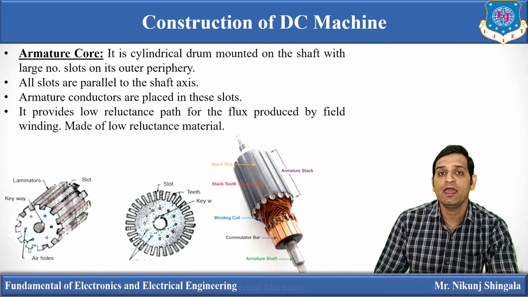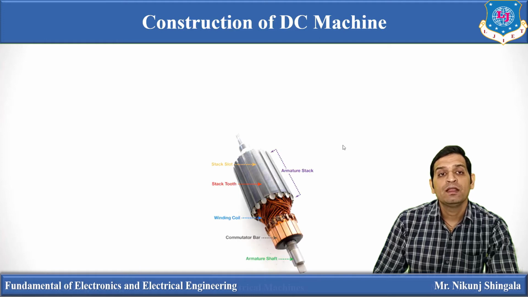It consists of some air holes which are used to provide ventilation, and this is the armature, which is made up of thin lamination sheets to minimize the losses in the machine, and it is made up of low reluctance material.